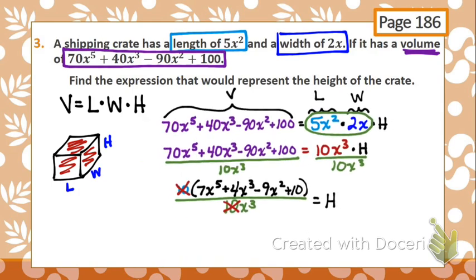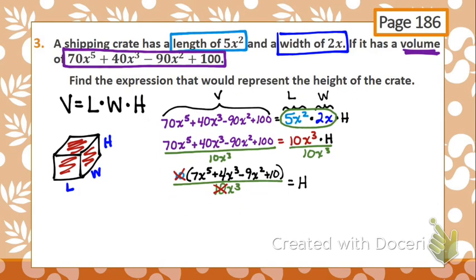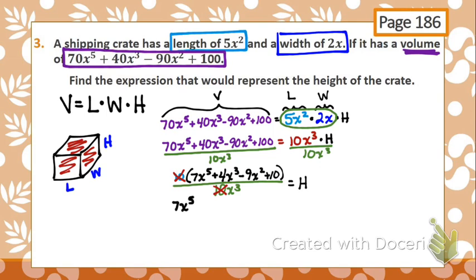So now as I break it up into smaller fractions, how many smaller fractions am I going to have? 4. 7x to the 5th over x to the 3rd plus 4x to the 3rd over x to the 3rd minus 9x squared over x to the 3rd plus 10 over x to the 3rd.